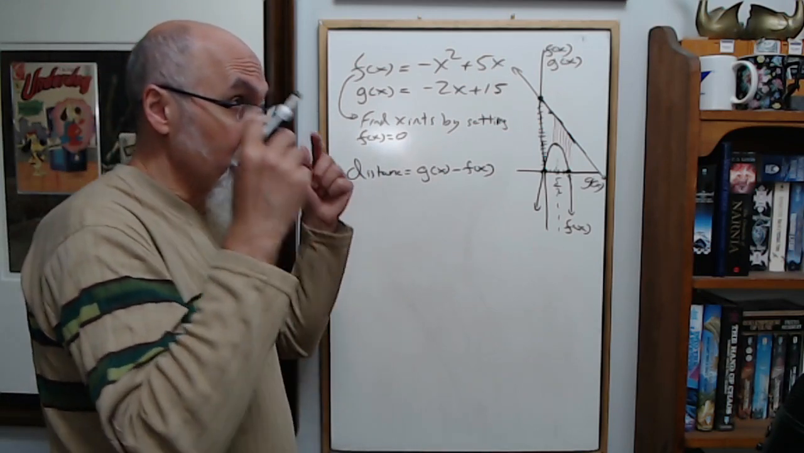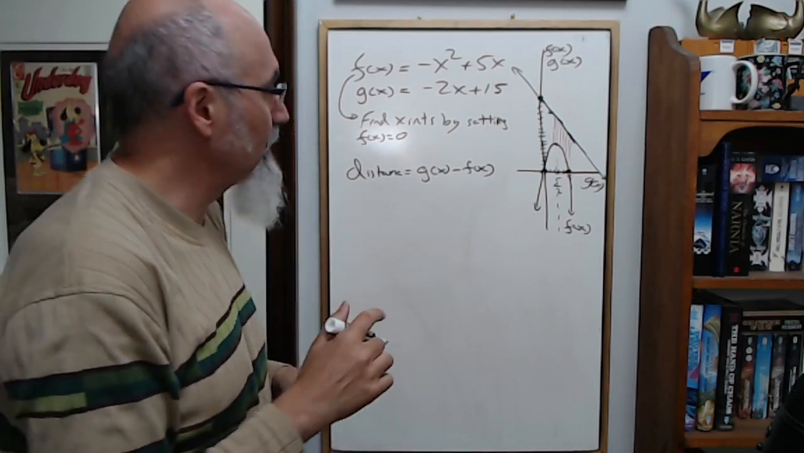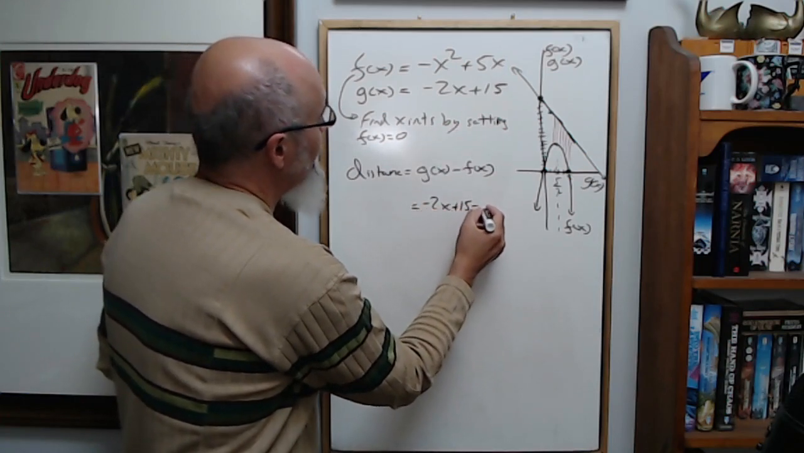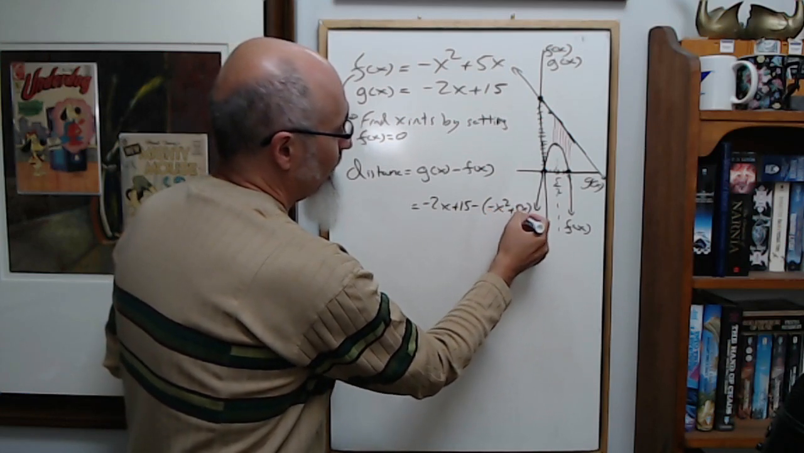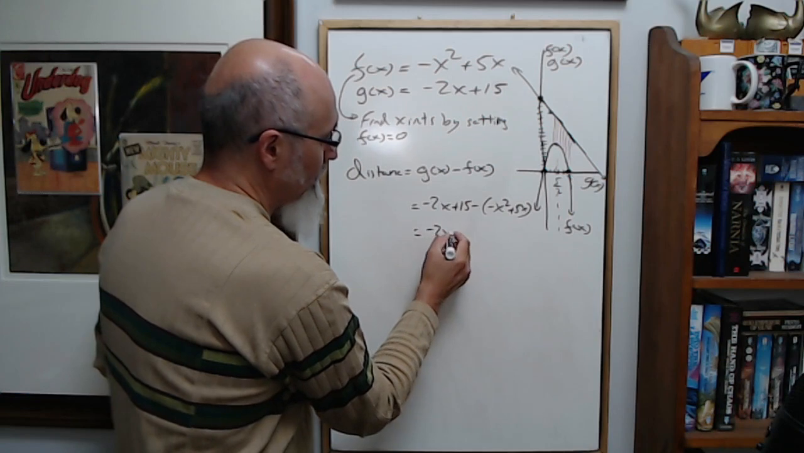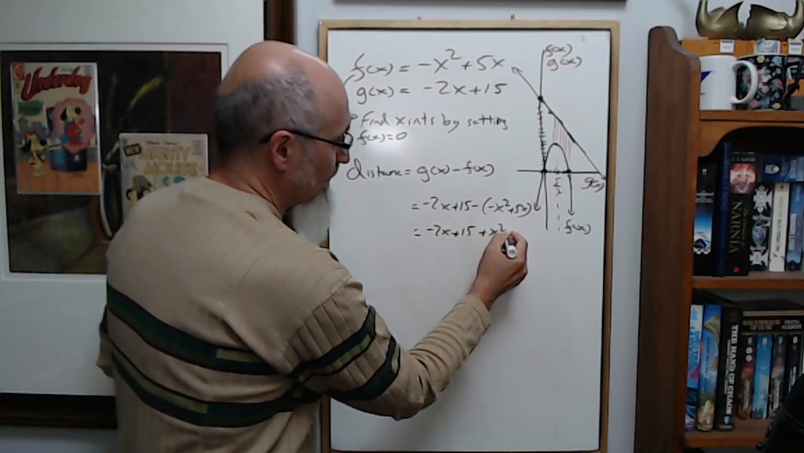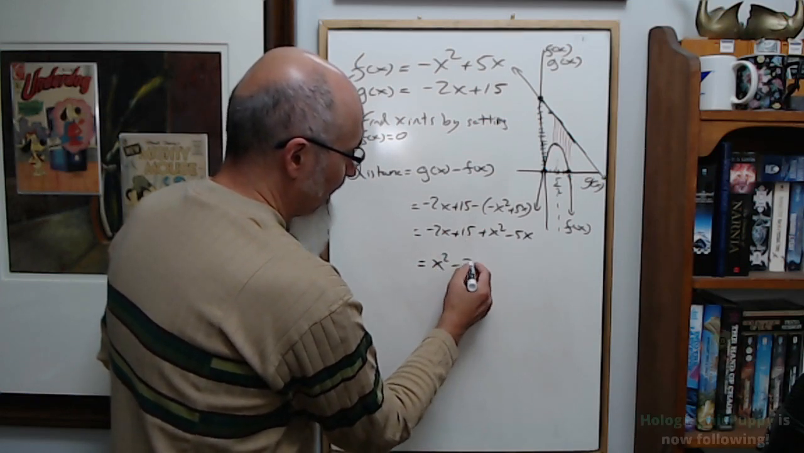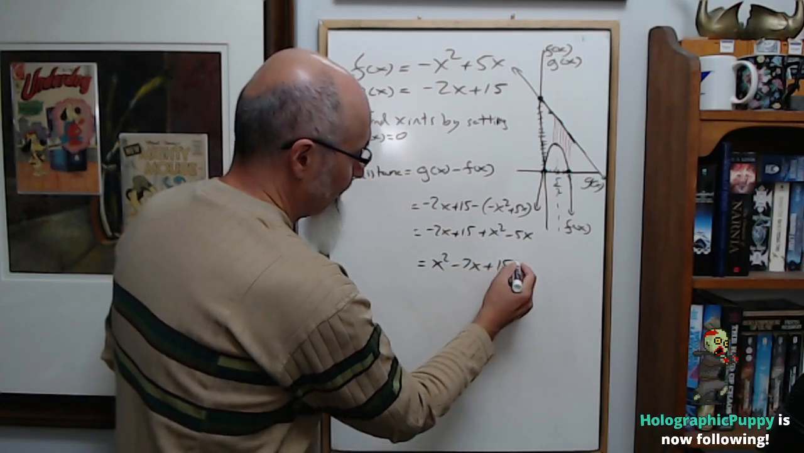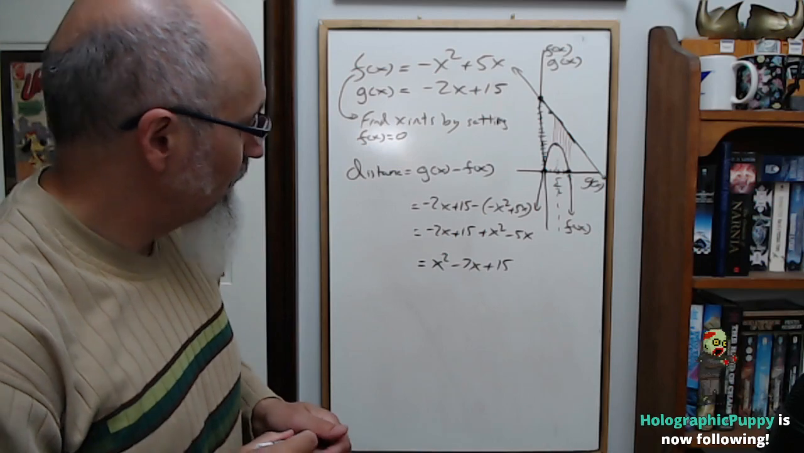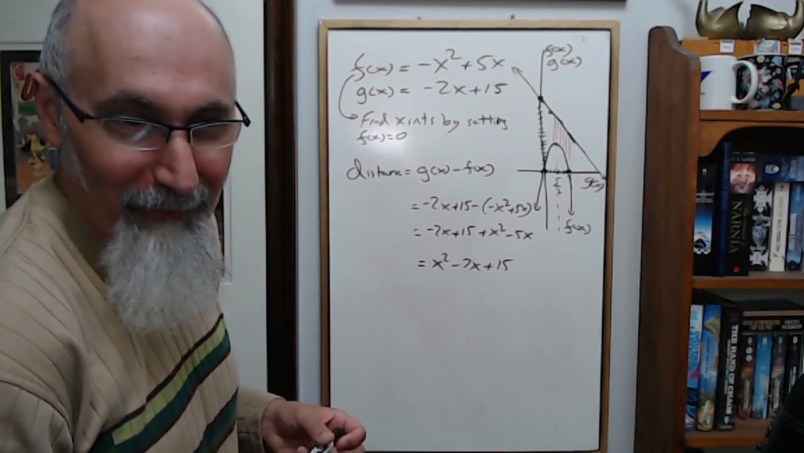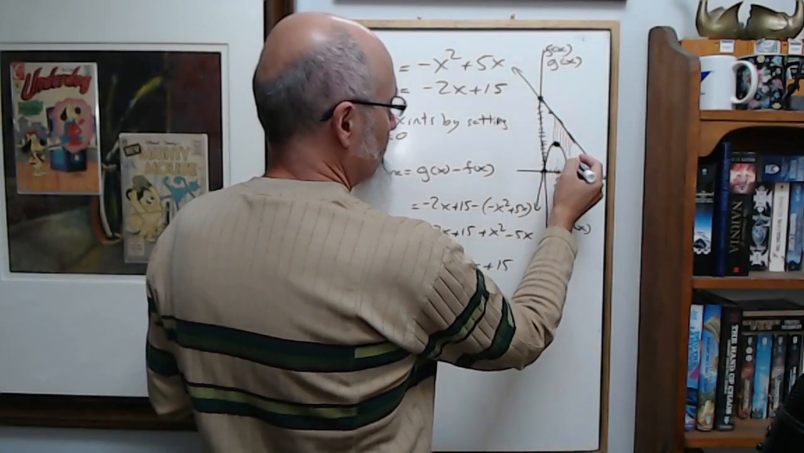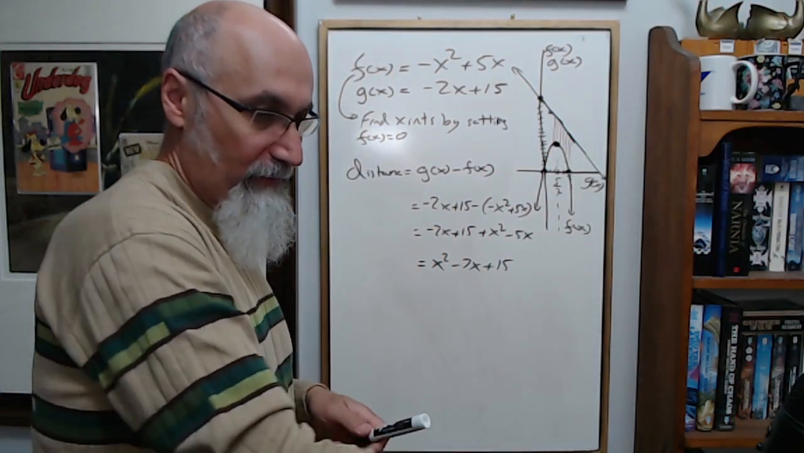To minimize it, let's draw it out. Let's see what we end up getting, or write it out. So g of x minus f of x is going to be negative 2x plus 15 minus negative x squared plus 5x. So this is going to be negative 2x plus 15 plus x squared minus 5x. So it's going to be x squared minus 7x plus 15, right? Did I have any brain farts there? Before I continue, because I made one brain fart before with the vertex. What was the vertex? We didn't write it down. Here, let's write it down here.